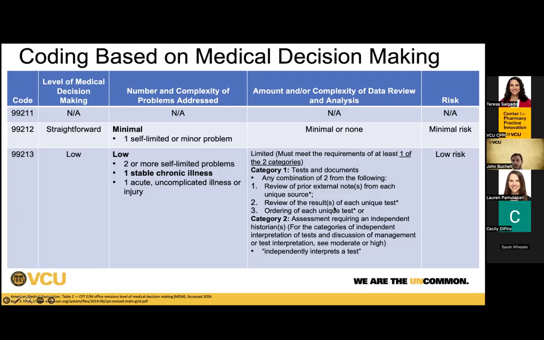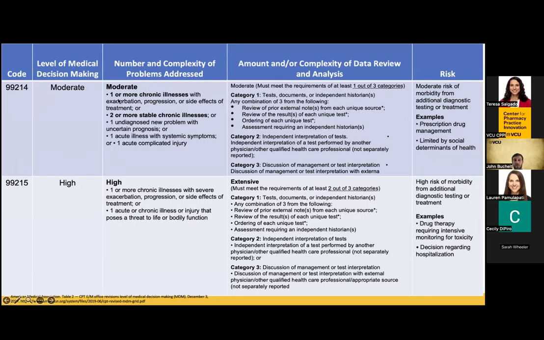The amount and/or complexity of data review, this is a lot here, but you need to be able to meet either category one or category two, and they don't really provide a definition for low risk. So it's a little tricky with the low risk, but in general, 99213, if you look at the patients that we typically see in clinic as ambulatory care pharmacists, we're not seeing patients with stable chronic conditions. Maybe sometimes if we've worked with them and they're meeting their treatment goals, but the majority of the patients are going to have one or more chronic illnesses with an exacerbation or progression or side effects. Another way to say this is a patient with an uncontrolled chronic illness.